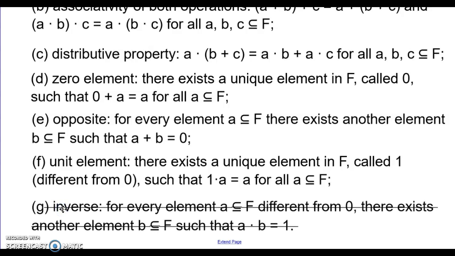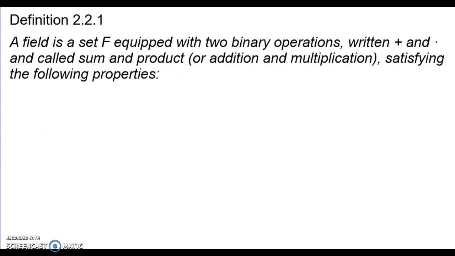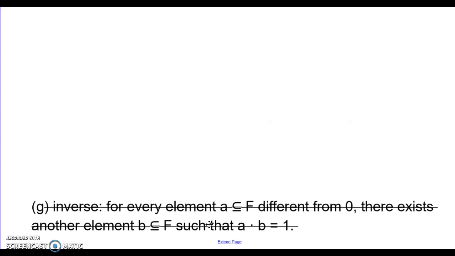But then here is where we have the difference between the commutative ring with unit and a field. So the commutative ring with unit does not have the inverse. For a field, for every element a that belongs to F, different from 0, there exists another element b such that a times b equals 1. A place where this would fail is the integers, because if you take, for example, 2, to get 1 you'd have to multiply that by 1/2, which is no longer an integer. So that's our big difference. So again, we're looking at a commutative ring with unity. What does that mean? Well, it's all of the pieces of a field except for this last one, the inverse.